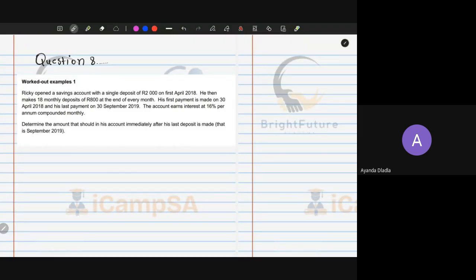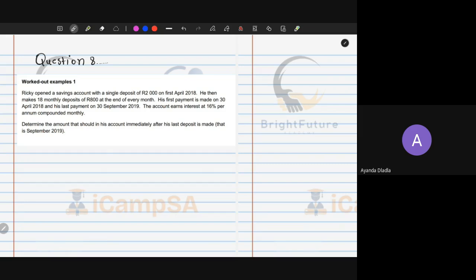Ricky opened a savings account with a single deposit of 2,000 on 1st April 2018. He then makes 18 monthly deposits of 800 at the end of every month. His first payment is made on the 30th of April 2018 and his last payment on the 30th of September 2019. The account earns interest at 16% per annum compounded monthly. Determine the amount that should be in his account immediately after his last deposit is made, that is September 2019.